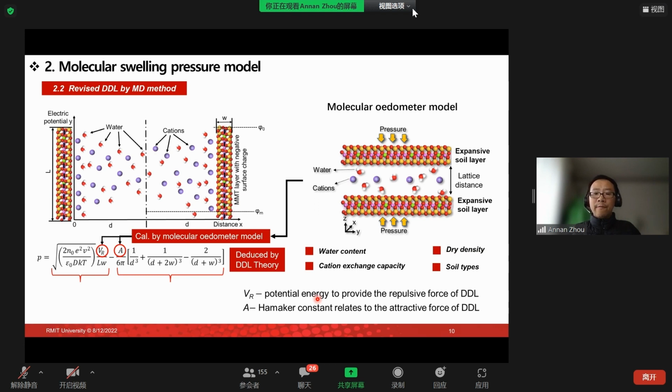Here, VR is the potential energy related to the repulsive force of the double layer, and the Hamaker constant is a constant related to the attractive force of the double layer. We can include these two parameters, or let's say two constants, calculated by using the molecular odometer model into the traditional DDL model equations to calculate the swelling pressure.